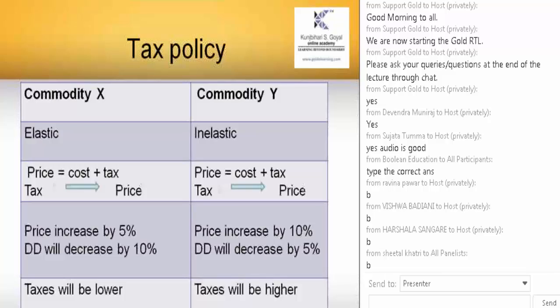And they will consider cigarettes. Now, cigarette is a commodity that is inelastic in nature. It means that however much tax you impose on it, people who are addicted to it will still buy and still consume cigarettes. So the government will impose a higher tax on cigarettes, right?